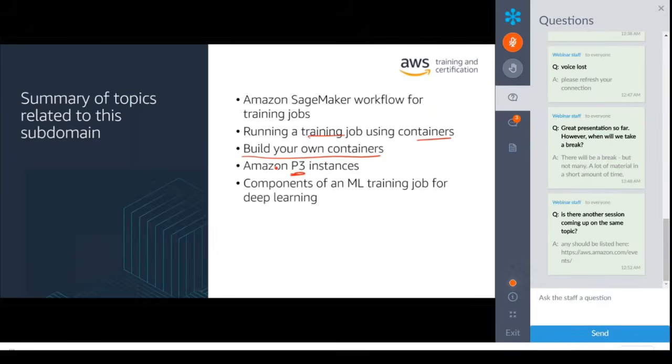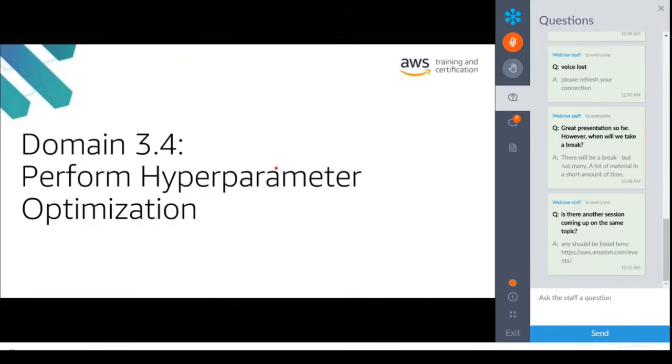And don't forget, you need to know about this. We have instances that we're very proud of that include GPUs. Be familiar with them. Be familiar with Elastic Inference, the ability to attach GPUs on the fly to a running instance. This is important. This is the stuff that's actually related to AWS.